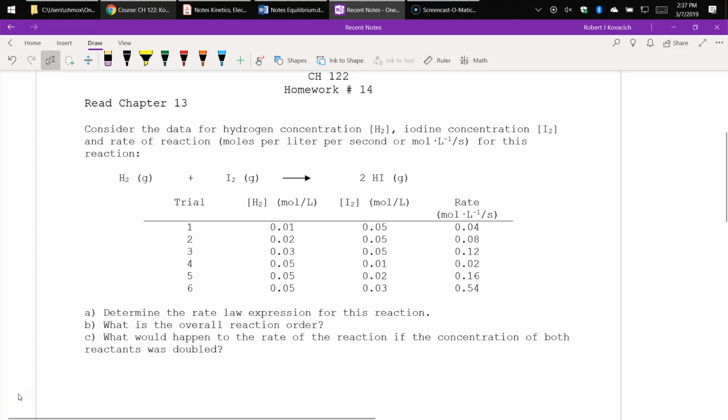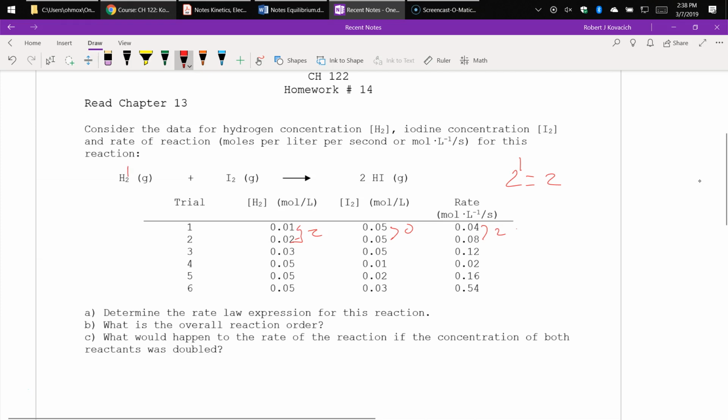All right, so we want to determine the rate law for this expression. And so which trials would you like to start with? 1 and 2. Okay, so we're going to determine what the order is for hydrogen by comparing these. When the exponent there is a 1, that means it's first order with respect to the hydrogen.